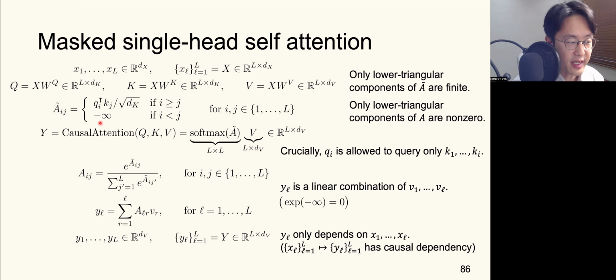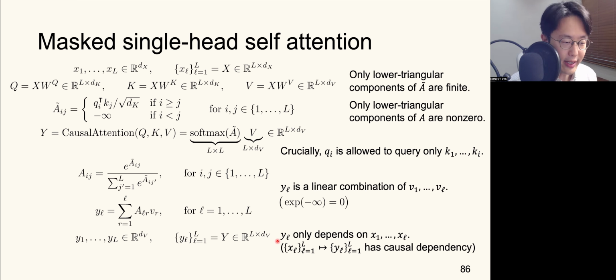So the effect of setting A tilde ij to be negative infinity for the upper diagonal components is that essentially the Qi vector is allowed to query only the previous key vectors. So K1, K2 up to Ki, you're allowed to query the current key vector, but you're not allowed to query the future key vectors. And also the y_l output becomes a linear combination of all of the previous and current value vectors, but the future value vectors do not contribute to the output y_l. So that's what I mean by the causal dependency.